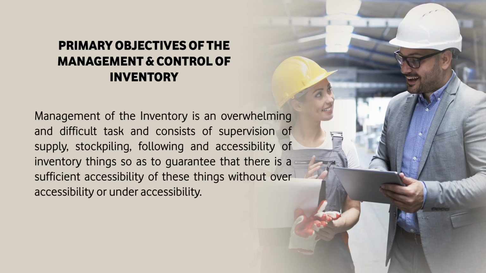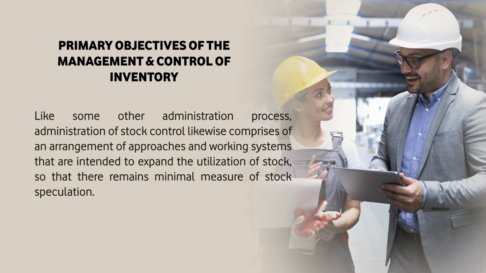Now it's coming to the management part. The management of inventory is an overwhelming and difficult task consisting of supervision of supply, storage, and tracking the availability of inventory items so as to guarantee that there is sufficient availability of the items, without being out of stock, without over availability or under availability, like any other administration process. Administration of stock control likewise comprises a set of policies and working systems that are meant to maximize the utilization of the stock so that there remains a minimum amount of stock investment.